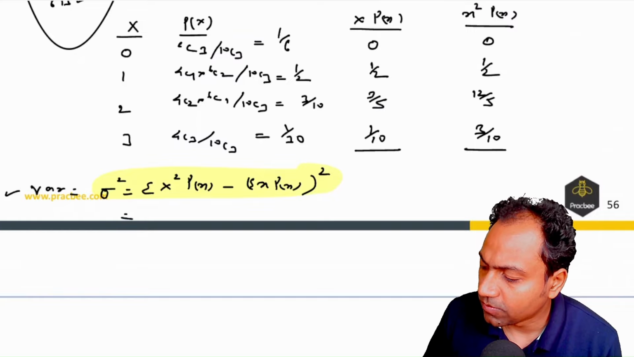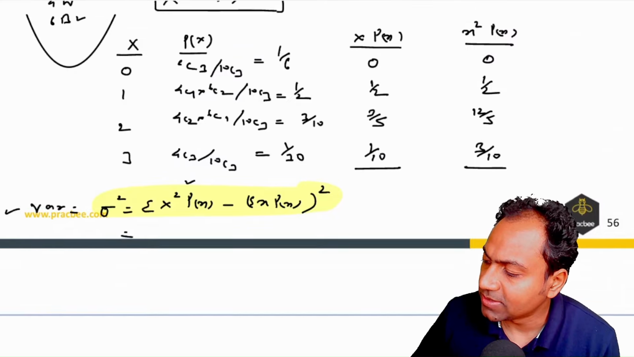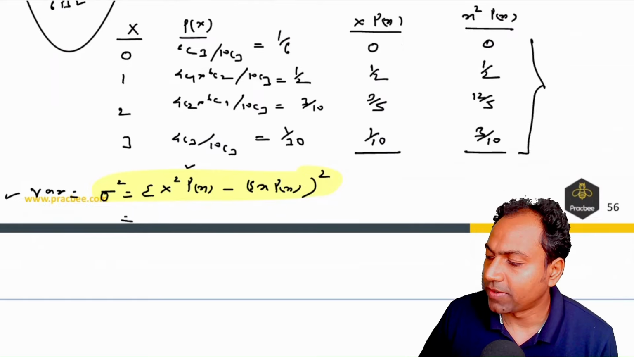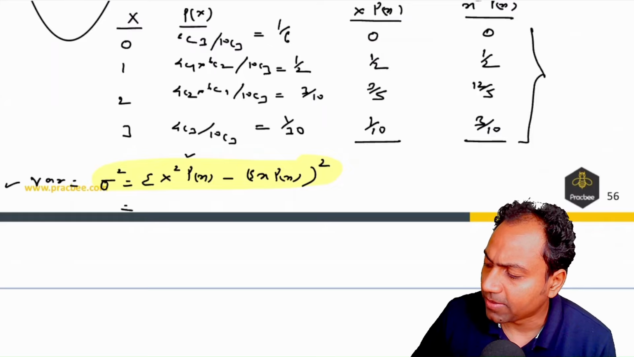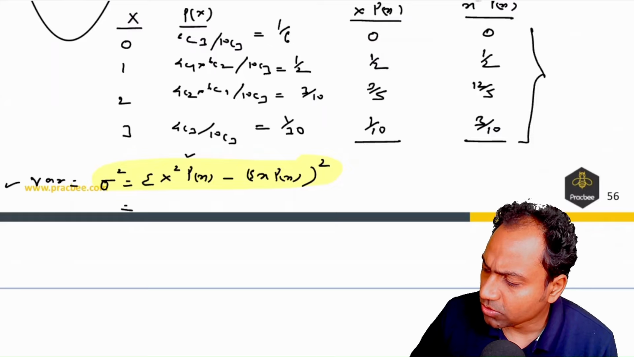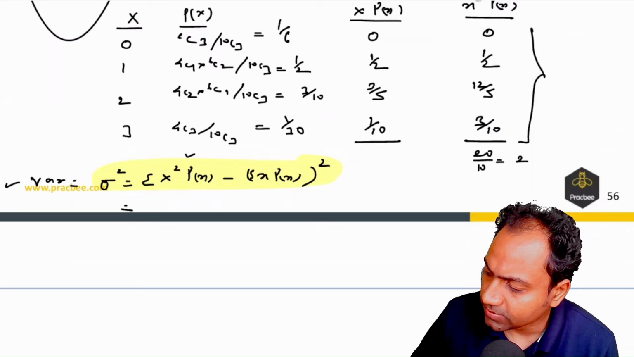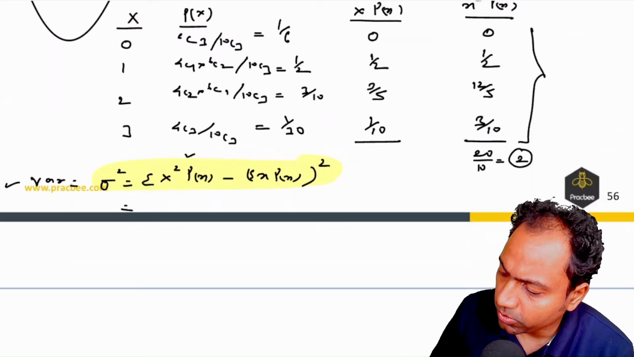So it talks about x square px. That means the sum of all these elements. If I do so, what we get is 1 by 2. If I multiply by 10 and take the LCM, this is nothing but 20 by 10, and this comes out to be 2. So here you can put 2.